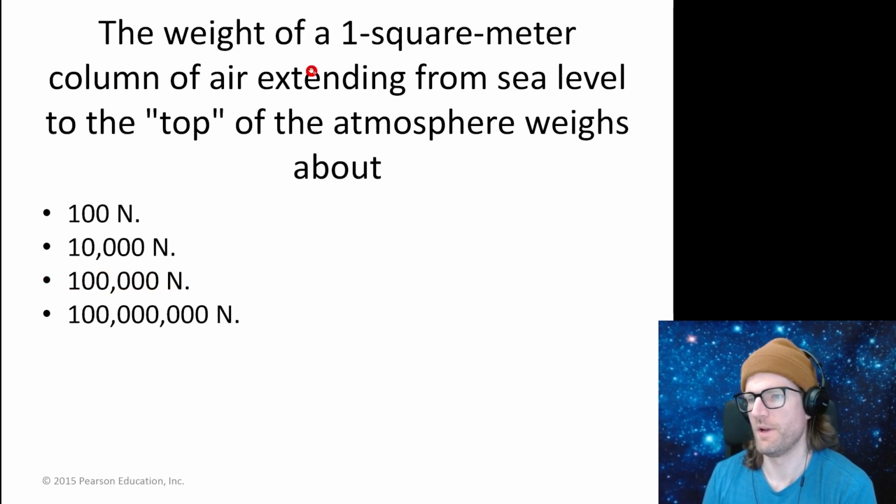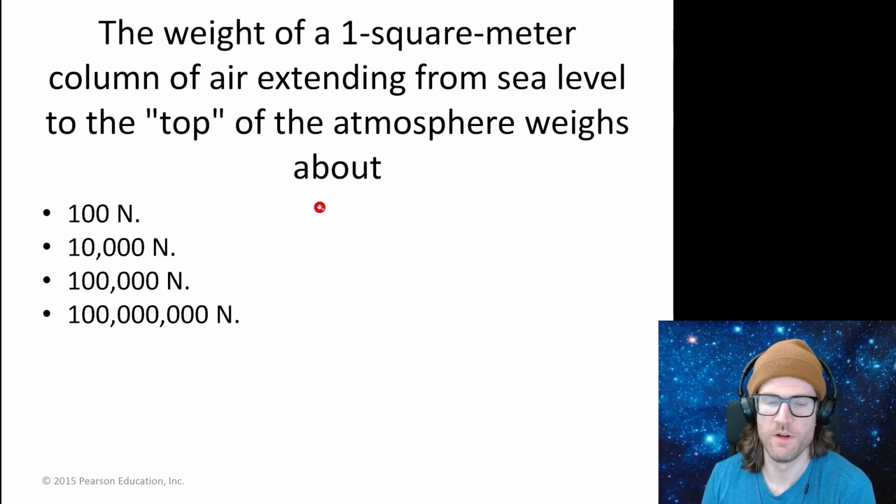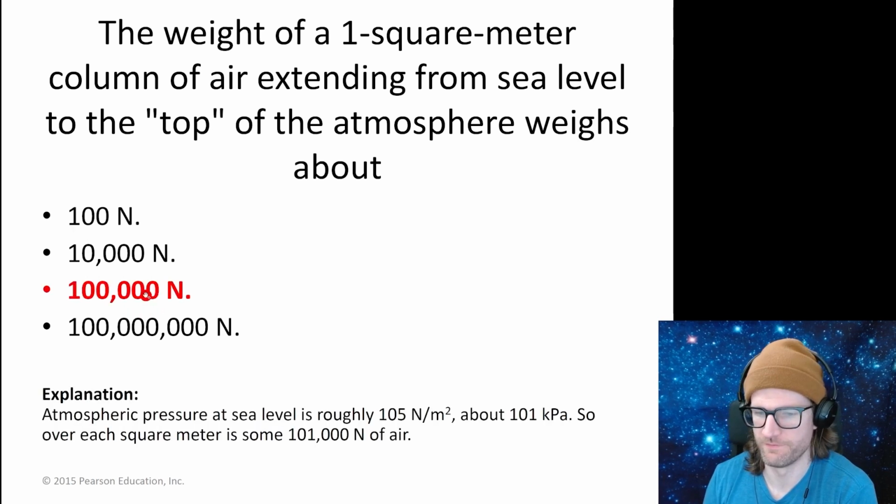Okay. The weight of a 1 square meter column of air extending from sea level to the top of the atmosphere weighs about, well, we know the atmosphere is about 100,000 pascals, and that a pascal is a Newton per meter squared. So 100,000 pascals is 100,000 newtons of air on 1 square meter. There we go.